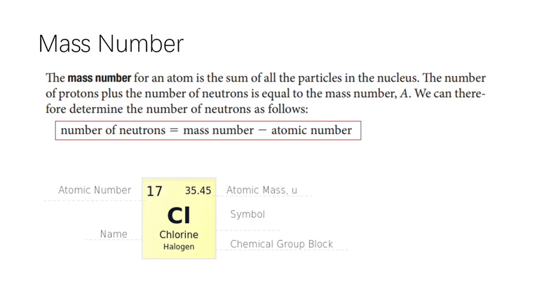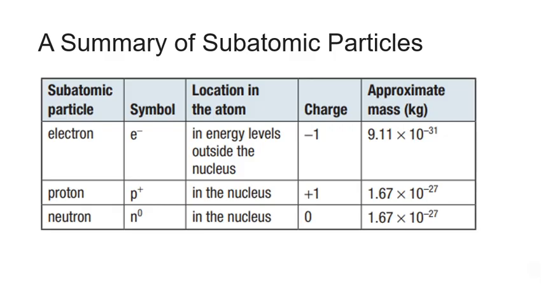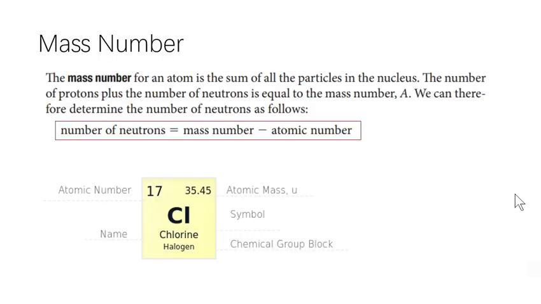The mass number for an atom is the sum of all the particles in the nucleus. We do not consider the electron's mass because they are too light. Actually, the mass of the electron is only 9.11 times 10 to the power of negative 31 kilograms, so that is too light to be considered. The number of protons plus the number of neutrons is equal to the mass number. Take chlorine as an example. You can get the number of neutrons by subtracting the atomic number from the mass number. So that would be 35 minus 17, which gives you 18. So 18 is the number of neutrons.